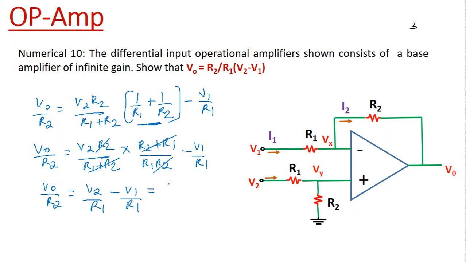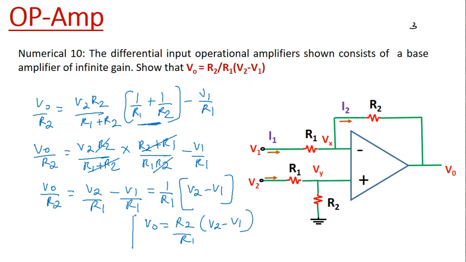Taking 1 upon R1 common, we get 1 upon R1 into (V2 minus V1). When we shift R2 to the numerator, the output voltage is equal to R2 by R1 into (V2 minus V1). This is the equation which we had to prove from this circuit diagram. So we have proved the equation, VO is equal to R2 by R1 into (V2 minus V1), for both the circuit diagrams.